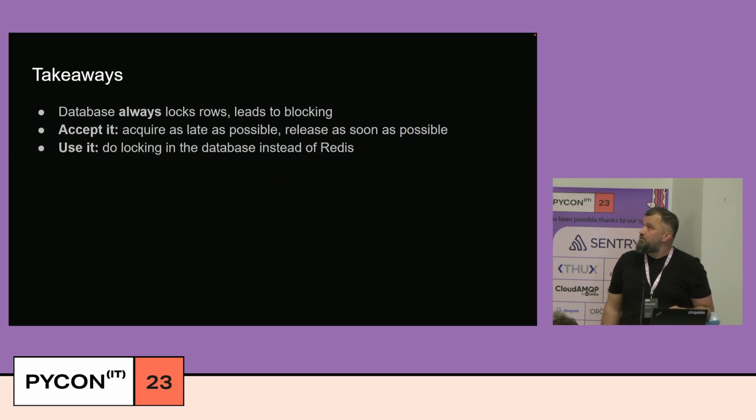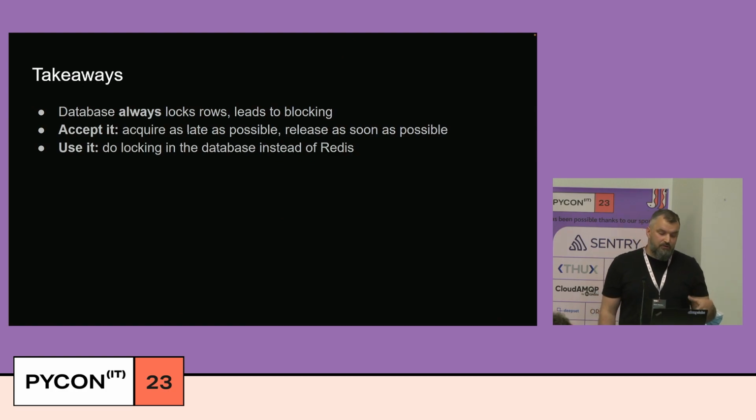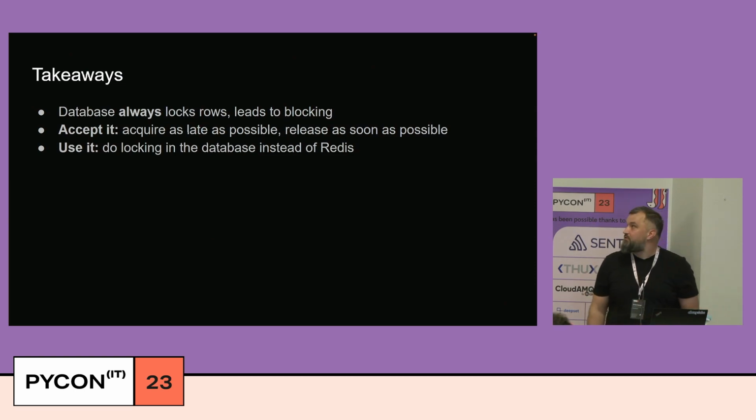Main takeaways. Remember that the database always locks rows, and it might lead to blocking. If you keep that in mind, instead of treating the database like a black box, you think, oh, I'm doing an update here, it will take a lock, and someone else will be waiting for that lock, so I must release it as soon as possible. You will get more performant code. And the other thing: if you start thinking about locking in the database, oftentimes you can avoid using Redis, which is a common pattern. Redis has other uses, but for locking, maybe it's safer just to stay with the database.